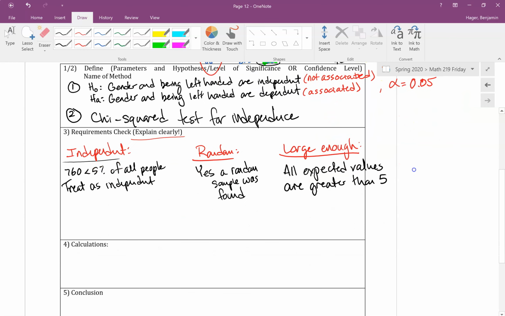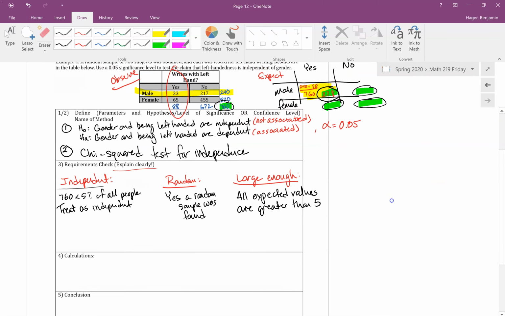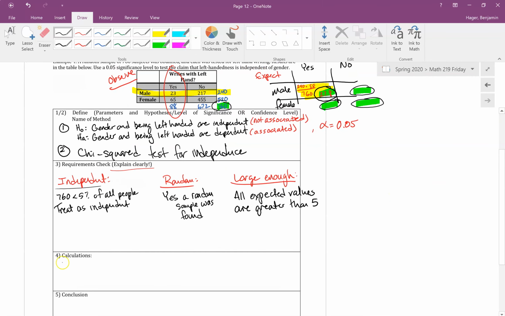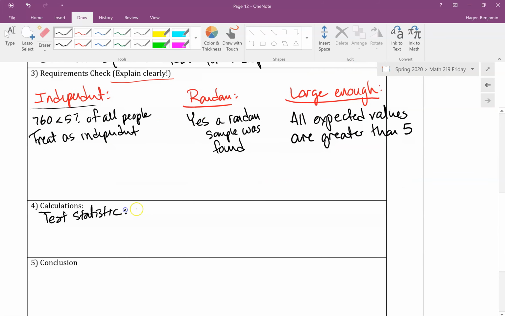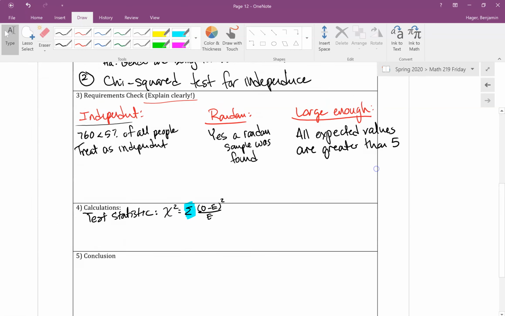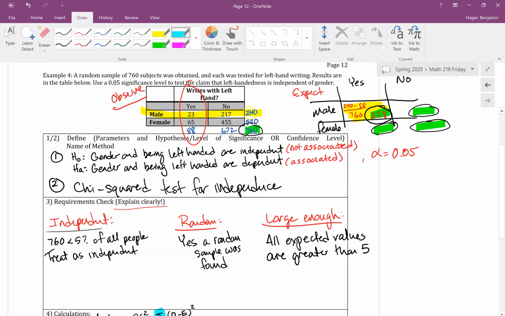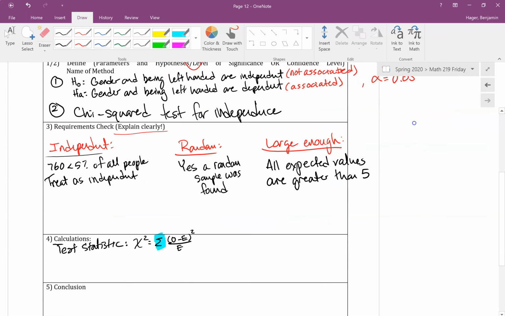Okay. Now let's talk about the calculations. If I were to do step 4, the first thing is to go find the test statistic. Remember, for the test statistic, chi-squared is equal to the sum of all of these contributions. For each category, what did you observe minus what did you expect, square it, and divide it by what you expected. And then you add all of those up. So I would have 4 contributions here, one for each of these groups: males that are left-handed, males that are not, females that are left-handed, and females that are not.